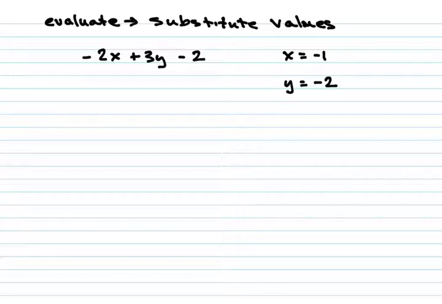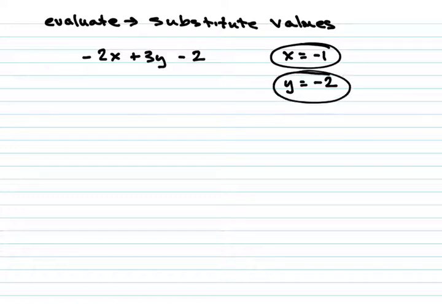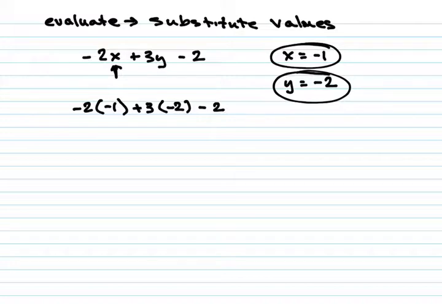Okay, so everywhere that I see an x, I'm going to put in a negative 1. Everywhere I see a y, I'm going to put in a negative 2. But you never replace a variable with a number without putting it in a bracket. So, starting off, here's my first x. So it's going to be negative 2 times, I'm going to put in the negative 1 in place of the x. Don't do any math, just put the numbers in. Plus 3 times my y, and then minus 2 doesn't have a variable in it, and my y in this case is negative 2.